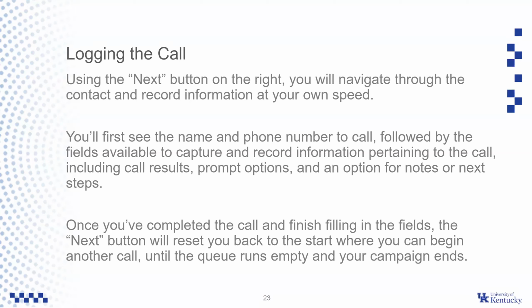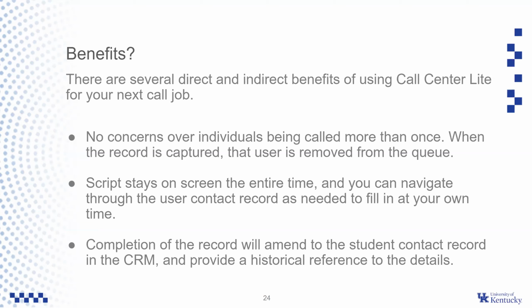Once you've completed the call, you have hung up and you've recorded all the necessary information, when you click next again, it's going to reset you right back at the start. And if you were to click it one more time, it is going to pull open a new person. So the benefit of that, and the benefits of using Call Center Lite in general, is there are no concerns over individuals being called more than once. The reason for that is when you click next, when you have started with that student and you have accepted or you've moved through their information and started that call, they are pulled from the queue.